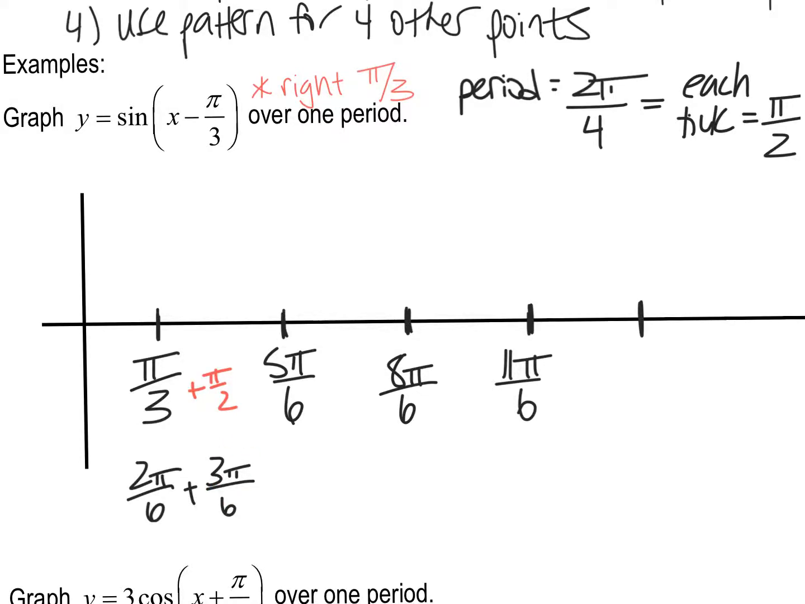And I'm going to add 3 pi over 6 one more time, which gives me 14 pi over 6. Yes, a couple of these reduce, so I'm going to do that. This would be 4 pi over 3. This would be 7 pi over 3.